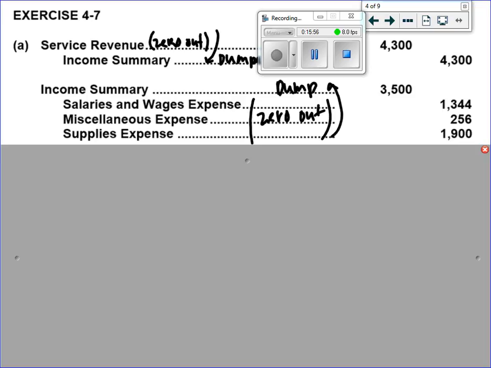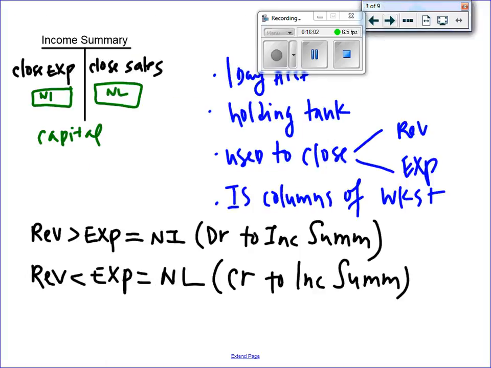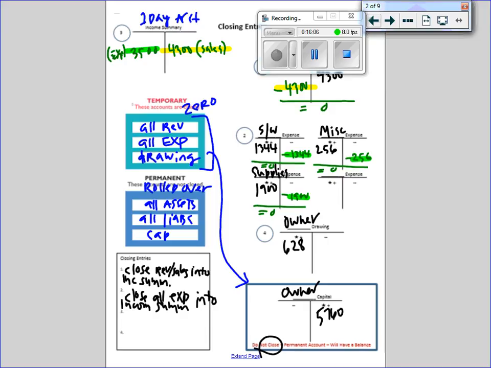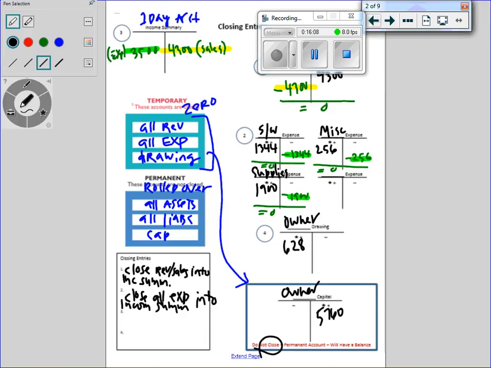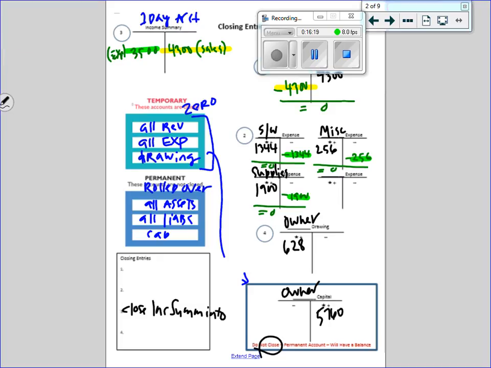We're on to what I think is the hardest closing entry. It's this whole business, okay? We need to close income summary. I'm running out of room here, so I'm going to clean that up. Close income summary into capital. This is the exact duplicate of what happened on the worksheet.